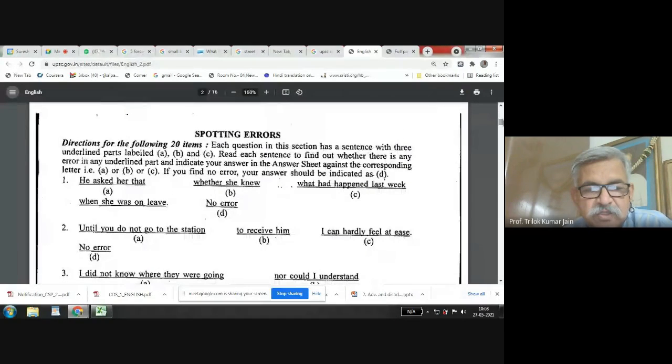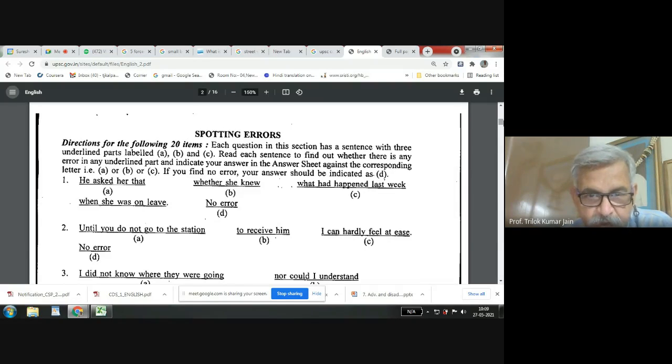This is a simple exercise. The heading says spotting errors. Each question in this section has a sentence with 3 underlined parts labeled A, B, C. Read each sentence to find out whether there is any error in any underlined part and indicate your answer in the answer sheet against the corresponding letter A, B, C. If you find no error, your answer should be indicated as D. First sentence.